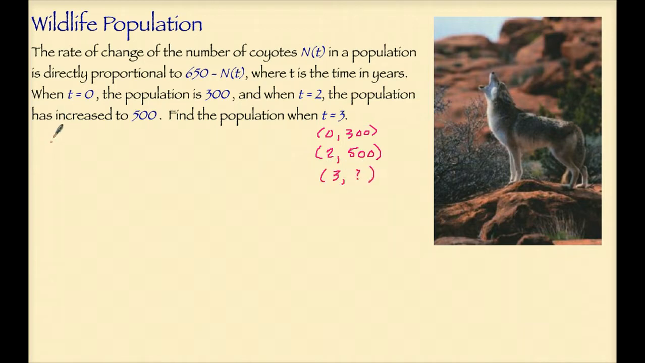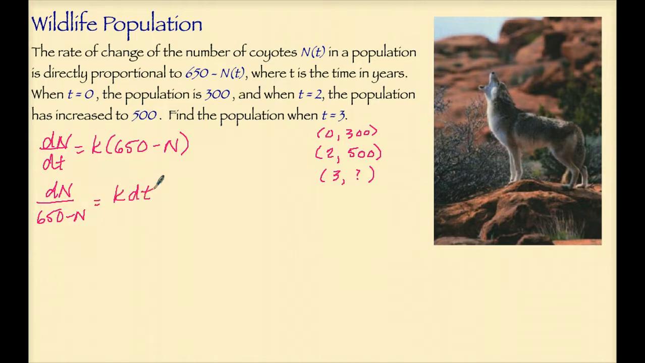So let's set up our differential equation. dn dt, the rate at which the population is changing, is proportional to 650 minus n. Let's separate our variables and rewrite this differential equation. We'll have dn over 650 minus n is equal to k dt. Now that the variables are separated, we can integrate both sides of the equation. Since our u here is 650 minus n, we need this to be a negative du and a negative on the outside of the integral.